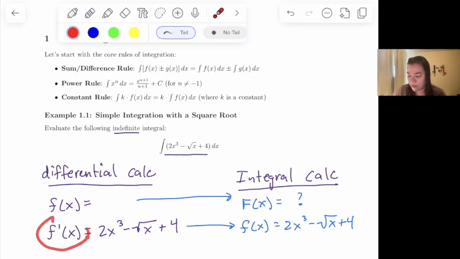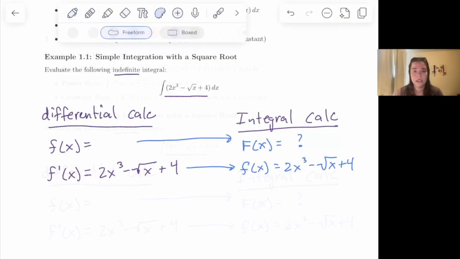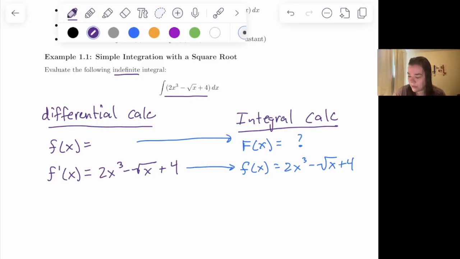Similarly, f prime is the derivative of just the little f function. So that's just a note on some notation you're going to see. Let's tackle this example now. So I'm going to bring this down.